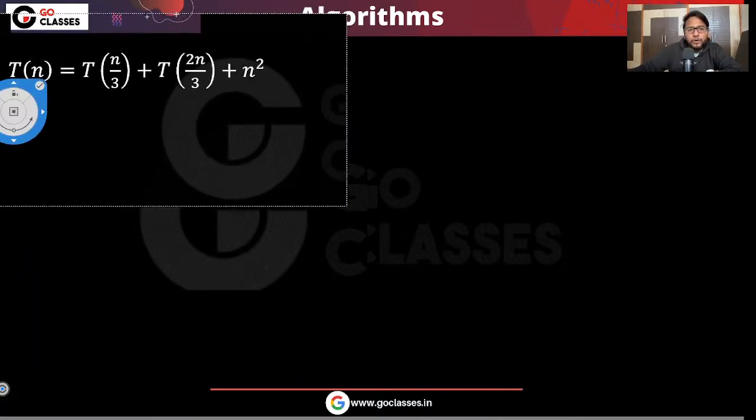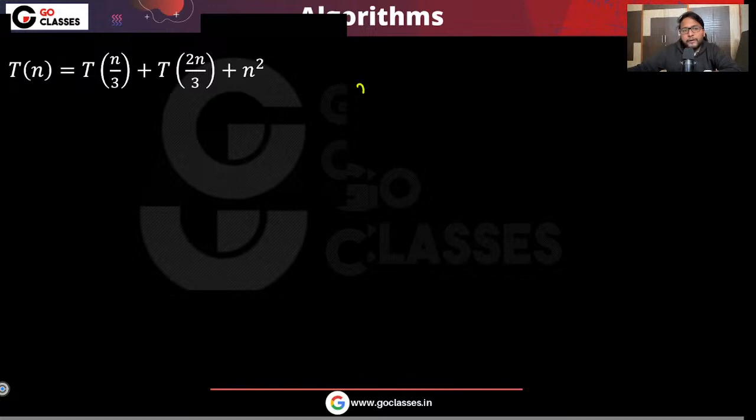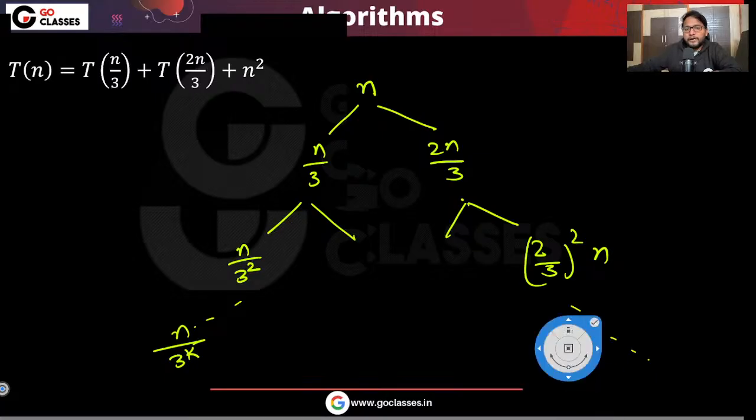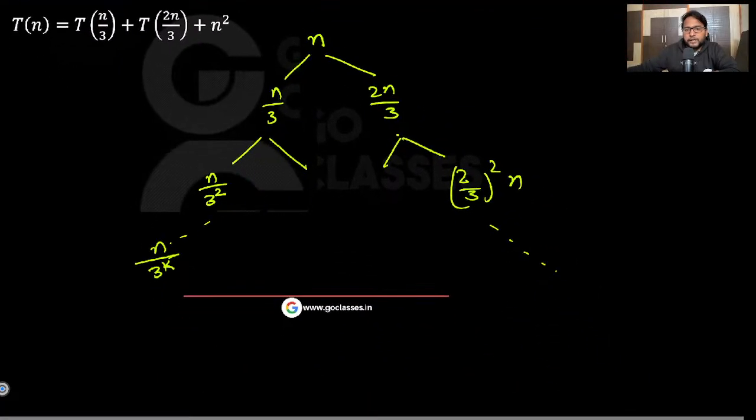See, here we are again dividing n. You don't write n square; I mean, if you want you can write it, but it is not good for understanding purposes. We are writing n only, that is the convention I am following. So n, then 2n by 3. Again the same thing, the tree will be the same. This is n by 3 squared, and this is also going to be 2 by 3 squared n. Ultimately it will get stopped at some point. Can you tell me at what point?